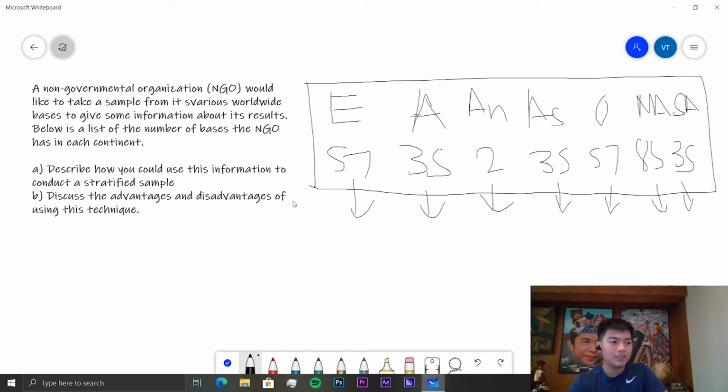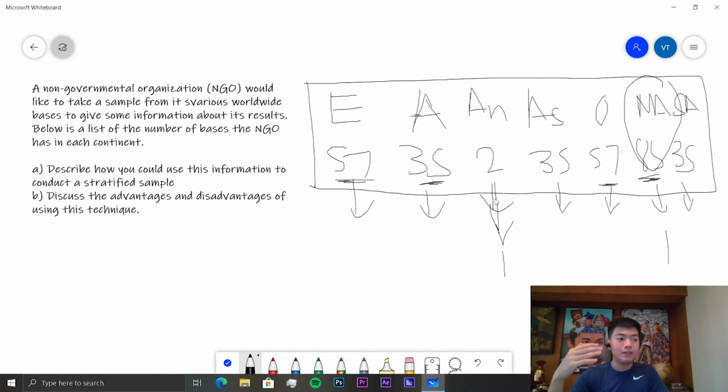However, one obvious disadvantage is that they have several more bases in certain places. So in Europe, Oceania, and North America, they have significantly more bases, and so the sample might not be representative of the performance in those bases. Say that North America as a whole was performing excellently, but Antarctica was performing poorly. If we only take one member from each one, they would cancel out.